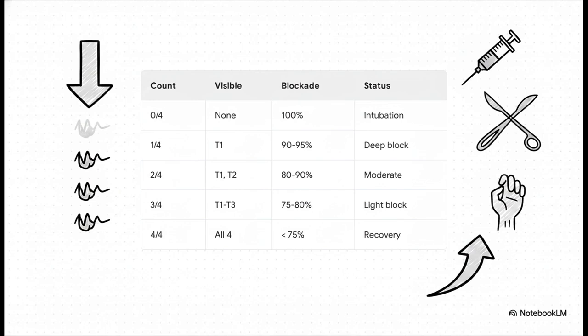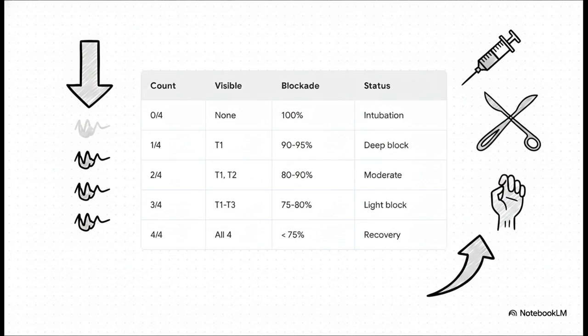Now, as the block gets deeper, twitches actually disappear in reverse order, meaning twitch 4 goes away first, then 3, then 2, then 1. Let's look at the stages. At 0 out of 4 twitches, you've got a profound 100% receptor blockade. You're completely ready for intubation.